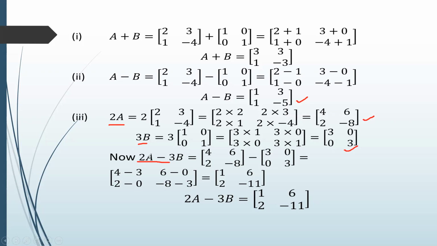Now we subtract 3B from 2A. So we have 2A is 4, 6, 2, minus 8 and 3B is 3, 0, 0, 3. Now we subtract corresponding elements: 4 minus 3, 6 minus 0, 2 minus 0, minus 8 minus 3. We get 1, 6, 2, minus 11. So 2A minus 3B is equal to 1, 6, 2, minus 11. So is that clear?